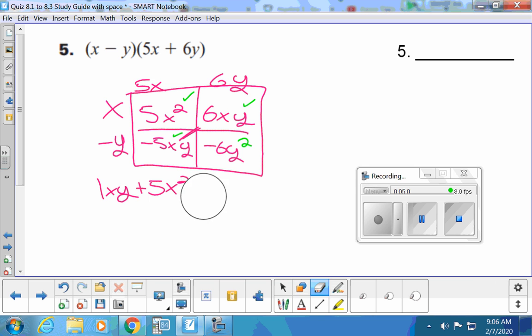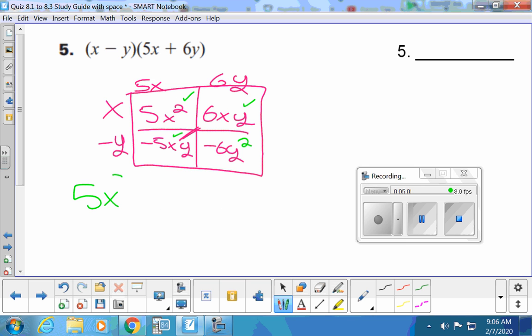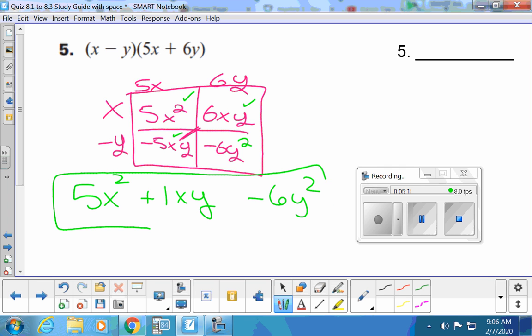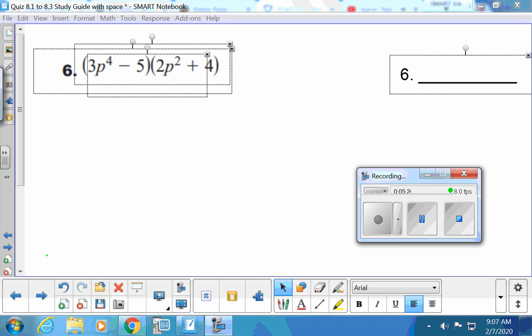So they have very minimal mistakes. This is an awkward order to put the answer in, so I'm going to reorder their answer. I would do the 5x squared first. I would do the negative 6y squared last. And I normally do my like terms in the middle, which would be a 1xy. Or you could just write it xy, same thing. We're going to do board buddies again.